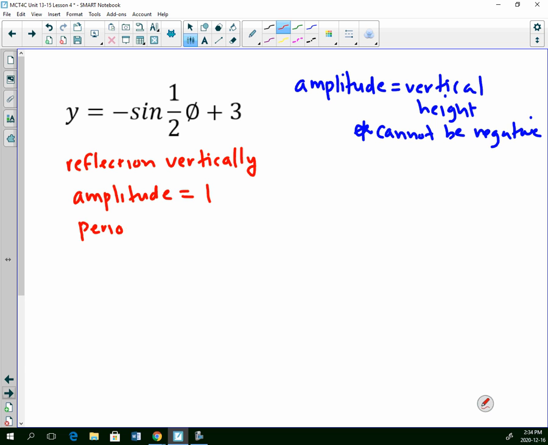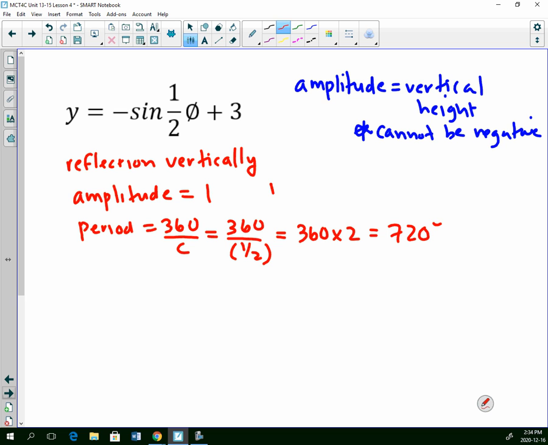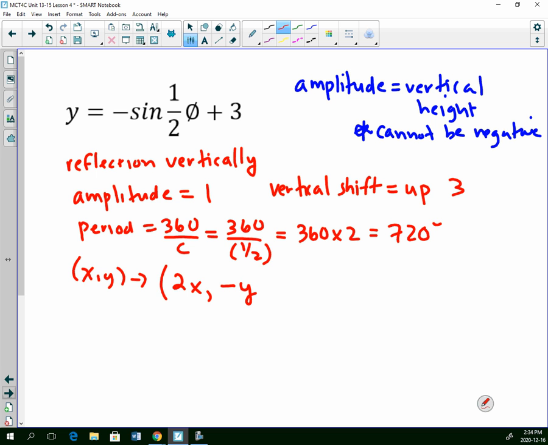Okay, the period is normally 360 for sine, but we're going to divide it by c. And in this case, c is a half. So 360 divided by a half is like multiplying by 2. So 720. And it has a vertical shift of 3. So it's going to go up 3. Okay, so we have 3 transformations here. So my mapping notation, the 1/2 will change the x and it will double it. It's always the inverse. And then the negative will be applied to the y, and we will add 3. So the reflection is taken care of in the mapping notation. And it's sine, so I'm going to list my points for sine.